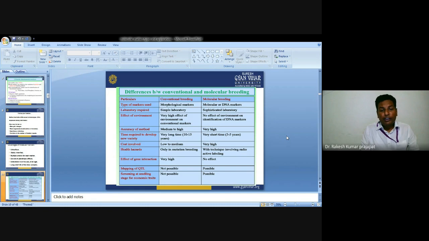Accuracy of method: medium to high for conventional, very high for molecular. Time required to develop new varieties: conventional breeding requires a very long time, while molecular breeding requires a very short time, 3 to 5 years, because it reduces many breeding cycles of the particular crop. Cost involved: low to medium for conventional, while for molecular breeding it is very high, as sophisticated instruments are required. The technique involved is radioactive labeling and the like. The effect of gene interactions is very high in conventional breeding, while in molecular breeding there is no effect. Mapping of traits is not possible in conventional breeding, while it is possible using molecular markers. Screening at seedling stage for economic traits is also possible.